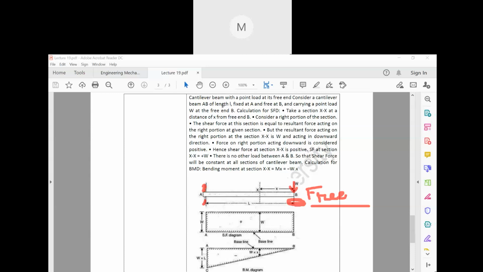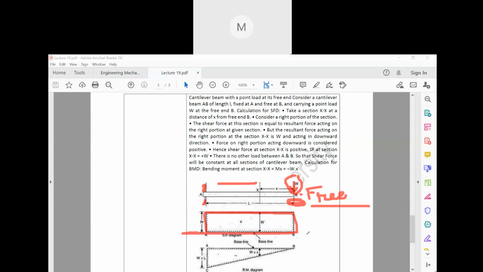Now here on the right side there is nothing present, but on the left side only W is present. So if you consider this W, you just have to find it like this. This is the whole W force, so it will be like this in a square manner in the shear force diagram. Since only the W force is acting, it is a whole square.